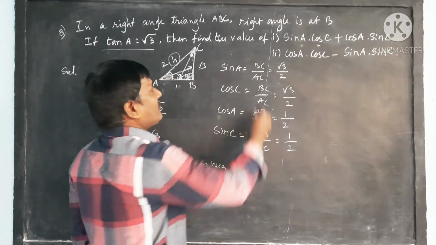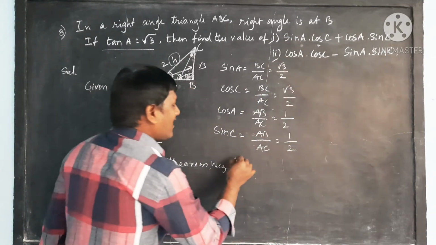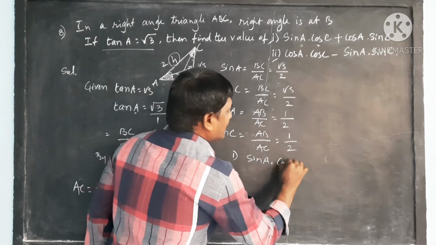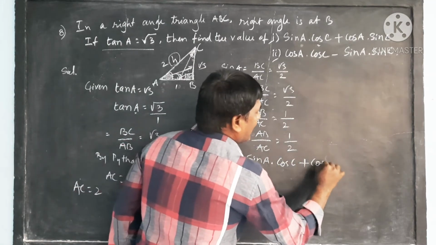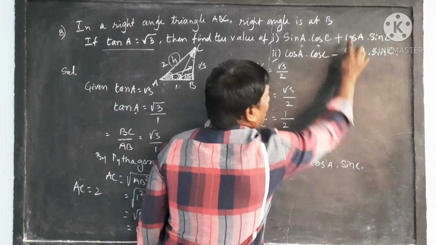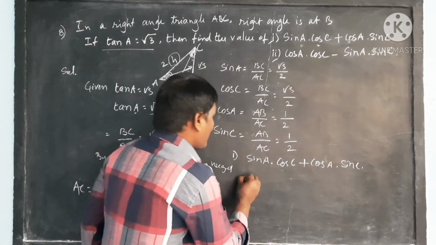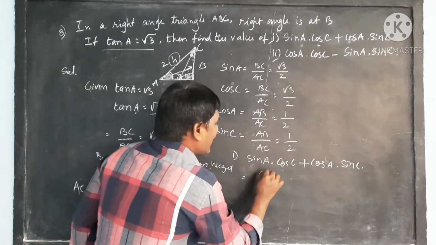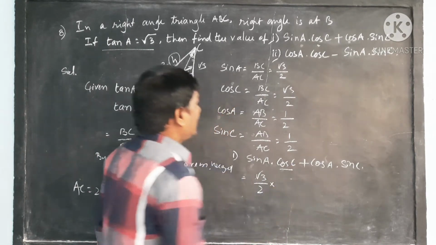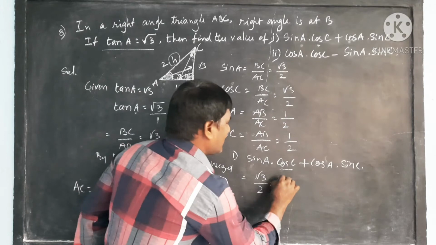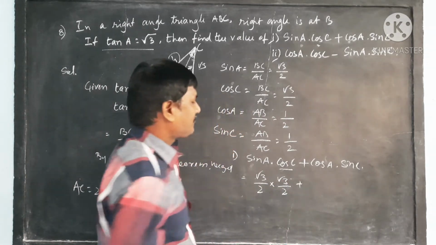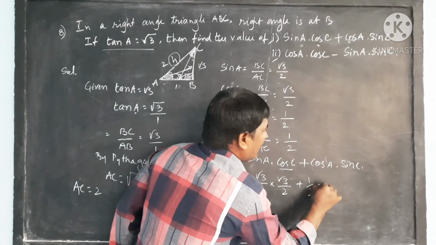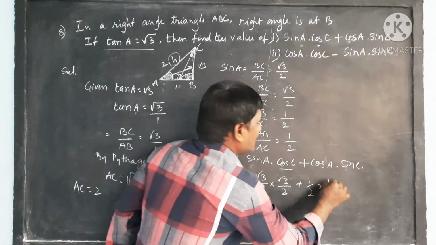Now you have to find the values of the first part and the second part. Let us write the first part, that is sin A into cos C plus cos A into sin C. Now you have to substitute the values of all these. Sin A value is root 3 by 2, into cos C value, root 3 by 2, plus cos A value, 1 by 2, into sin C, 1 by 2.